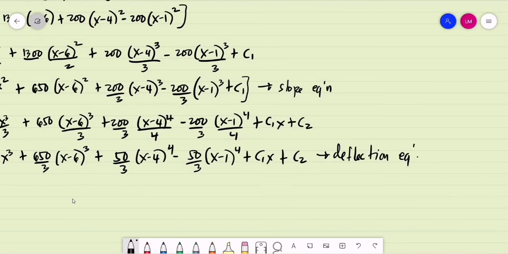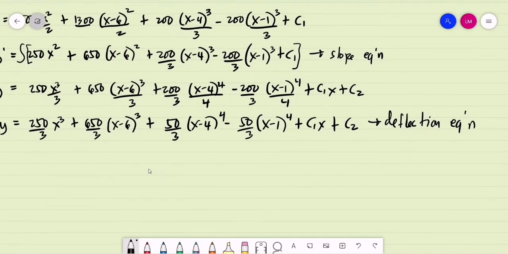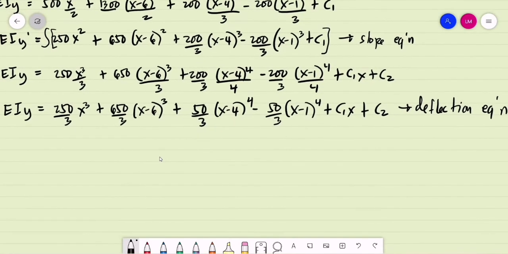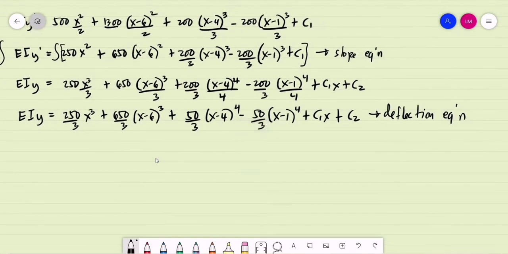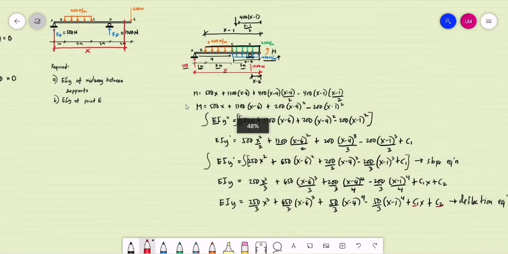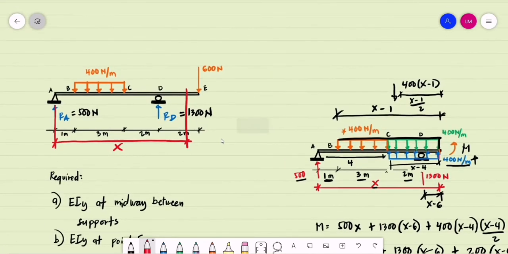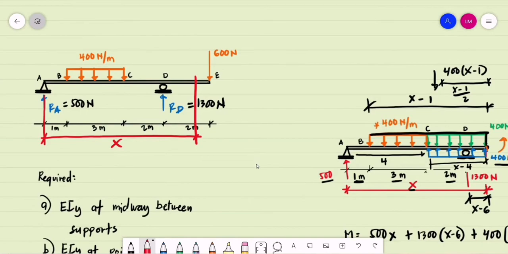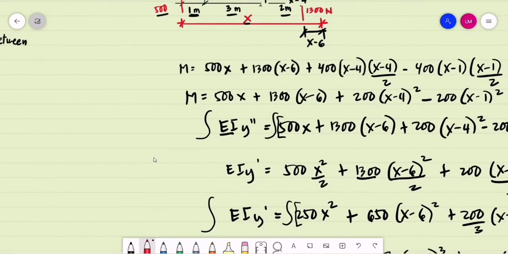So one disadvantage of the double integration method is that it is a very long procedure. To complete our equation, we need to compute for the values of the arbitrary constants, that is C1 and C2. So all we have to do is focus on the supports, wherein obviously at supports we don't have a deflection. So that is at A and at D.